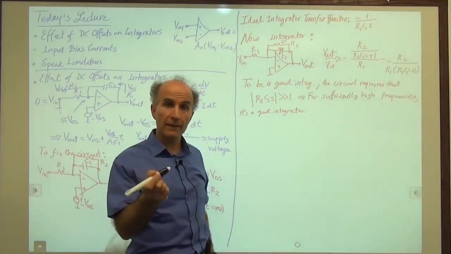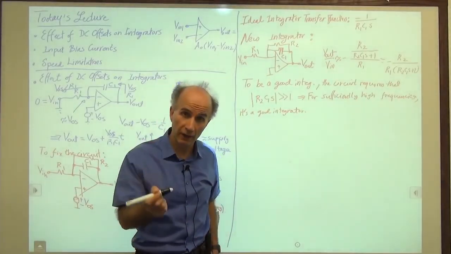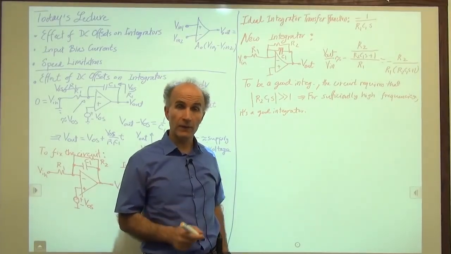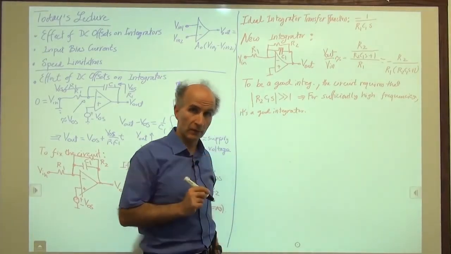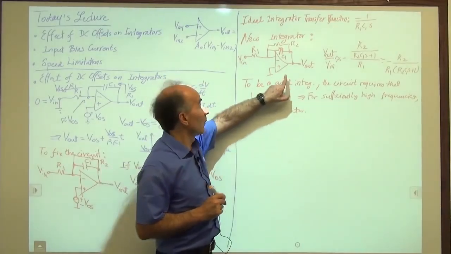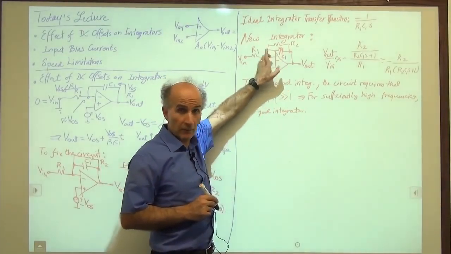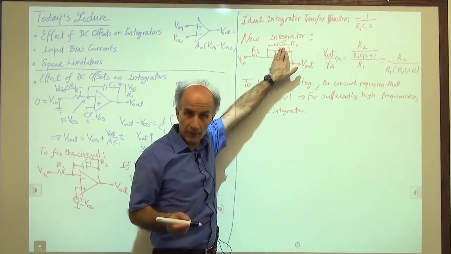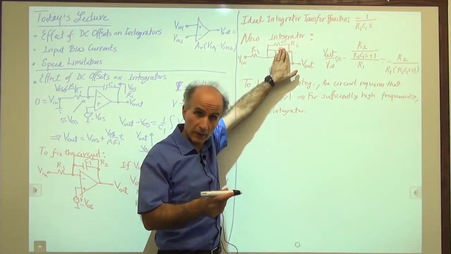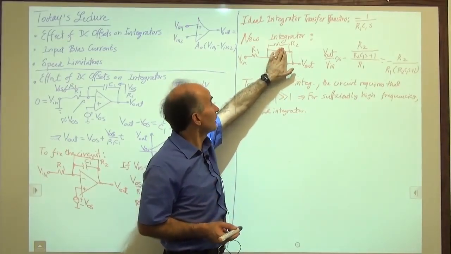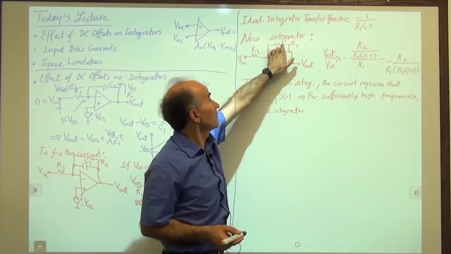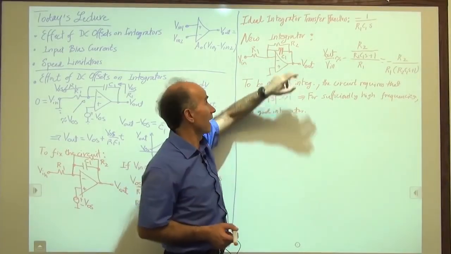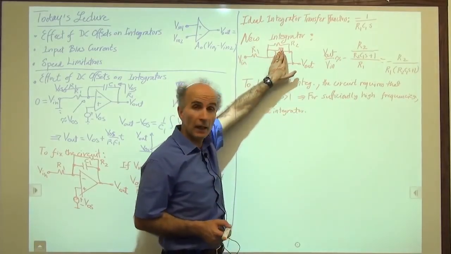Actually, intuitively, we can see why the circuit is not a good integrator if the input frequency is very low. Let's say the input frequency is very, very low. Then what happens? Well, this capacitor is an open circuit. We know that at very low frequencies, the capacitor has a very high impedance. It's like an open circuit. If that's an open circuit, what do we have from here to here? We just have an inverting amplifier. We don't have an integrator anymore.